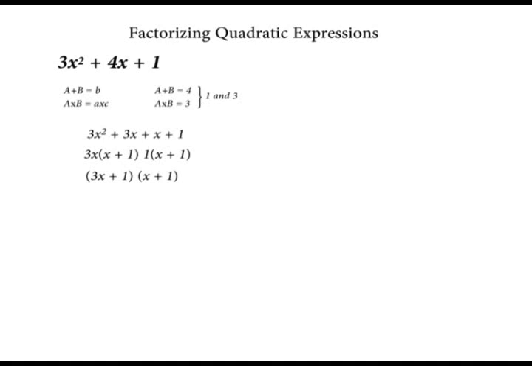Notice that you could also have broken the linear coefficient as 3x squared plus x plus 3x plus 1. Then we factorize the first two, x into 3x plus 1, and then the other two, 1 into 3x plus 1. And finally we have x plus 1 times 3x plus 1. It's the same thing.